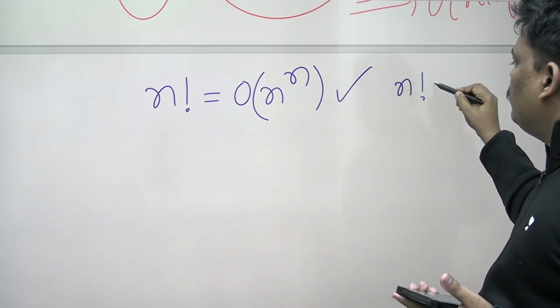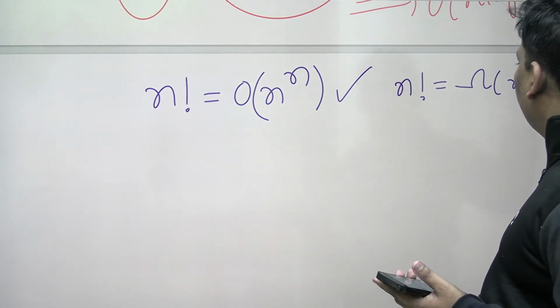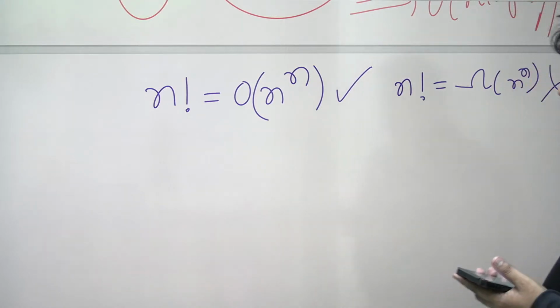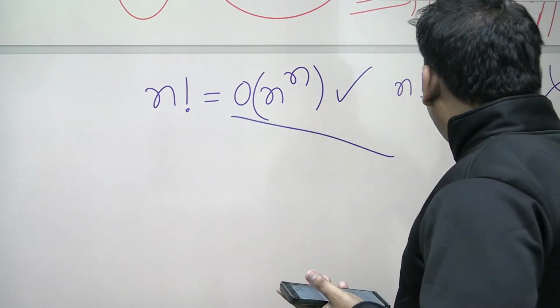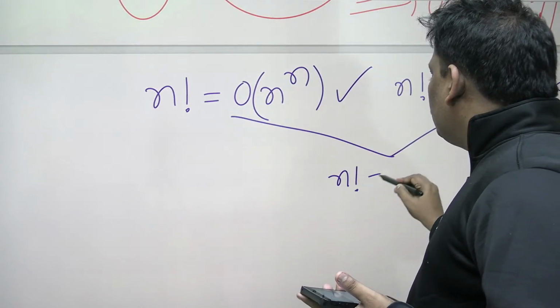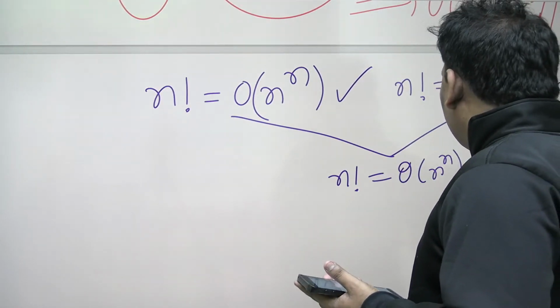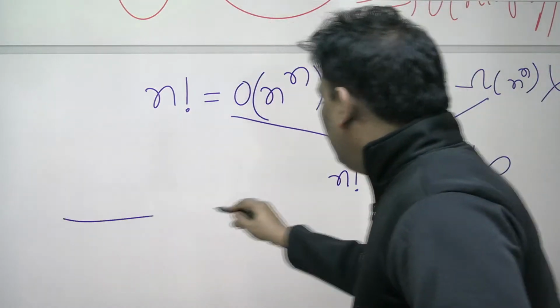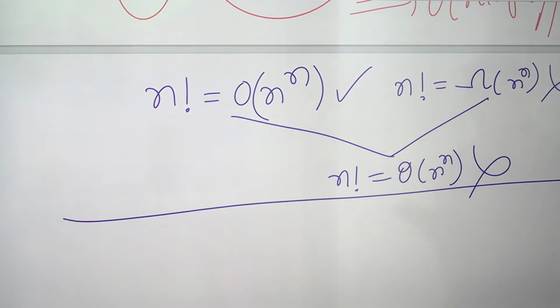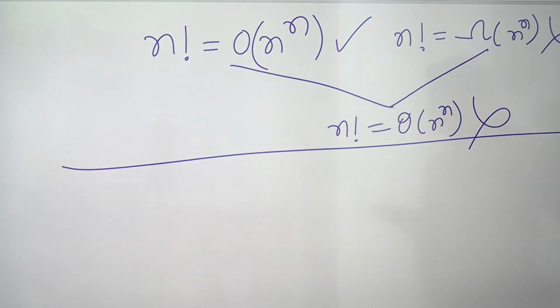N factorial is omega of n power n: it is wrong. Comparing n factorial and n power n, n power n is strictly bigger. That is the reason omega is not possible. Big O is possible, omega is not possible. Because of this reason, n factorial is theta of n power n is wrong. Remember this. N factorial is big O of n power n is true. N factorial is omega of n power n is wrong.